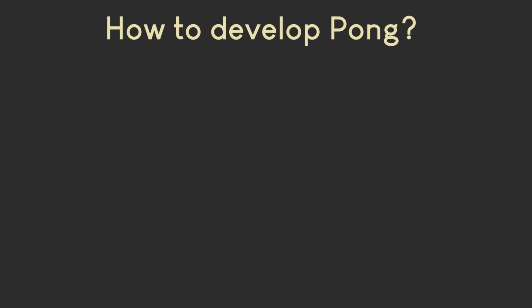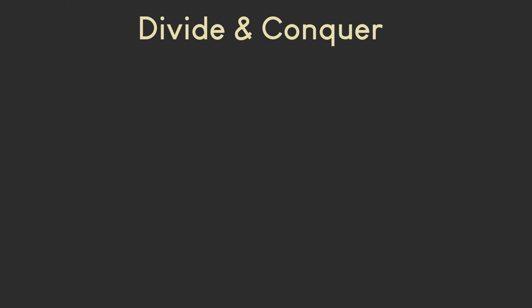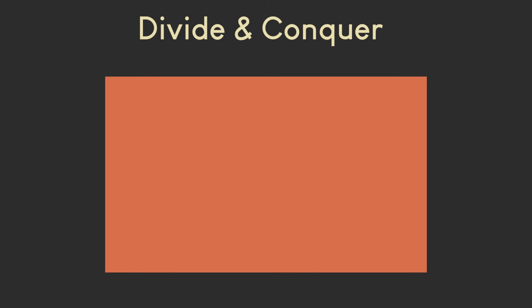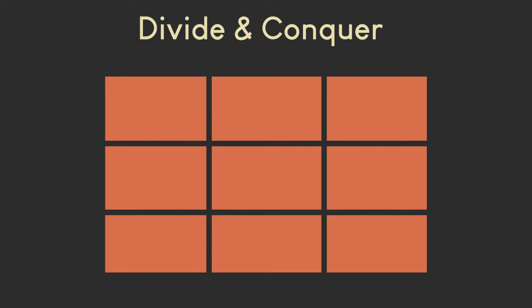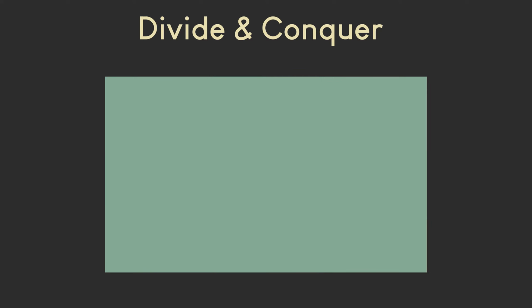Our goal today is to develop Pong. It sounds very daunting, but don't worry. In programming, we use a technique called divide and conquer, which means that we break a complex problem into smaller, more manageable pieces. Then we solve each piece individually and put all the pieces back together to form the complete solution. So that's what we're going to do.